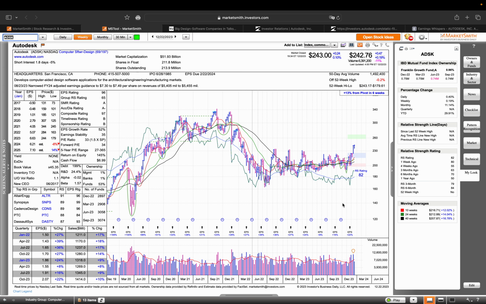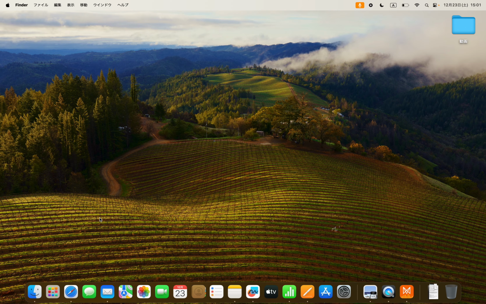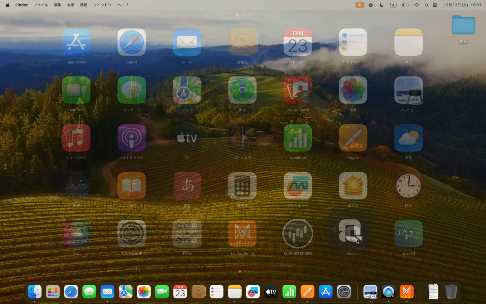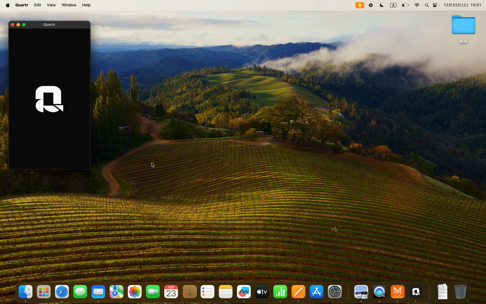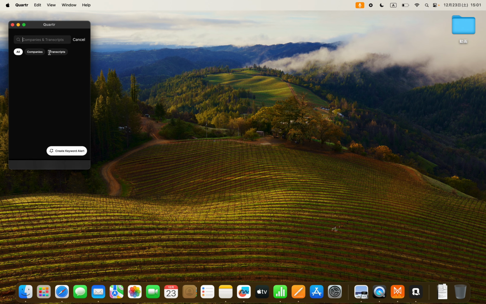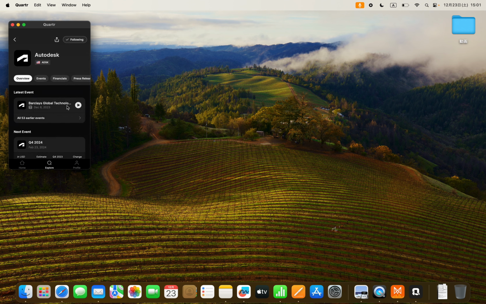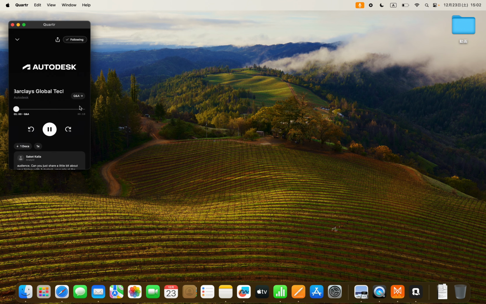So basically, whenever I try to know about some names in more detail, what I firstly do is go in and try to listen to the conference call by using this app called Quatar. And I love this app because, ADSK, right? ADSK, and bringing up this name, and I just press and listen to the latest conference call or some kind of conference, right? And I go and hit start to listen.